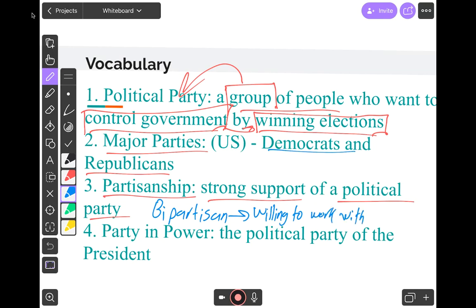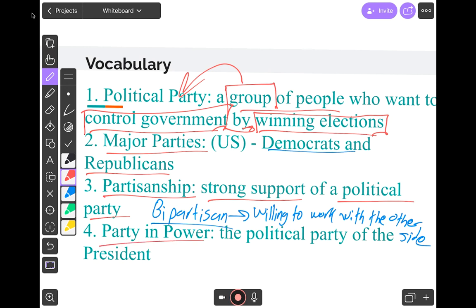with the other side. A lot of people, when they talk about government in America, say that the politicians and the political parties have become too partisan. They are not willing to work with one another. They just want to advance their own ideas. This term bipartisan is the opposite. When a politician acts in a bipartisan manner, they're willing to work with the other side.